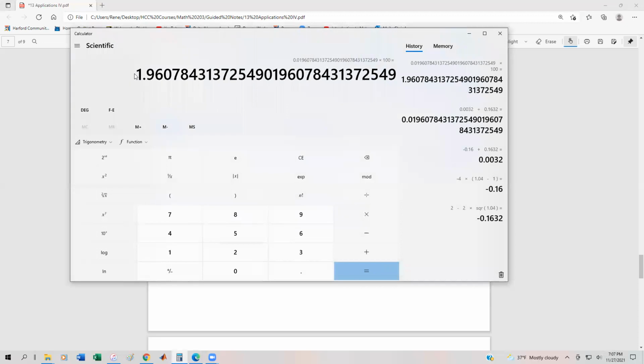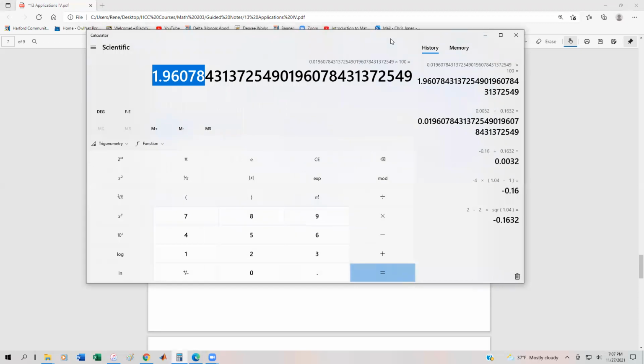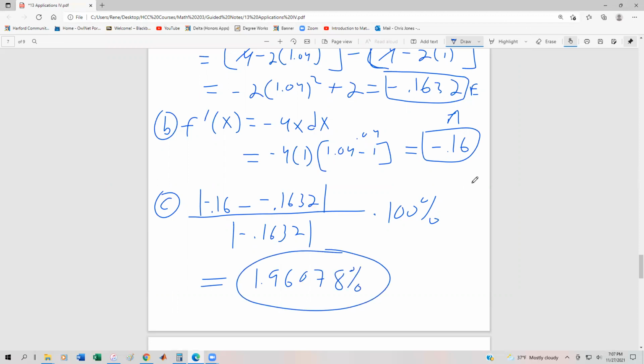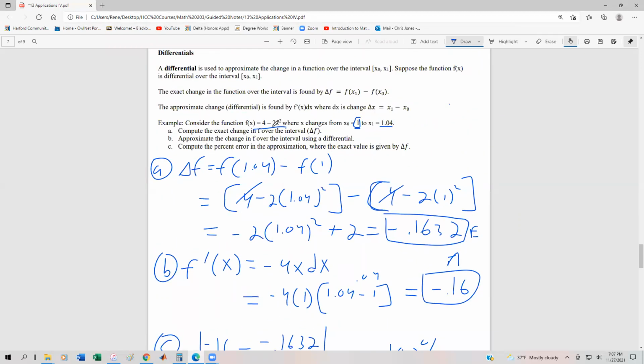We end up with 1.96078, and we multiply that by 100%. The percent error for this is 1.96078%. So not that bad, by using a differential. Clearly, this is a really easy function to consider. However, if we started using more complex functions, then it might be useful for us to use the differential as opposed to actually finding delta f.